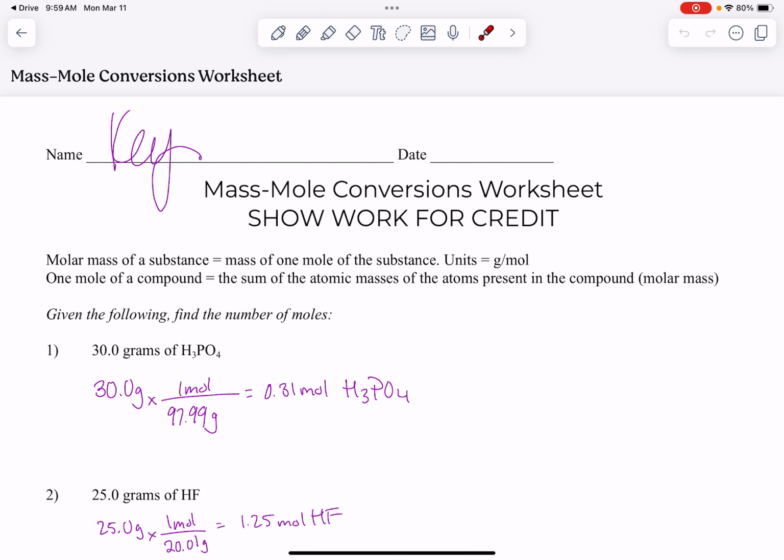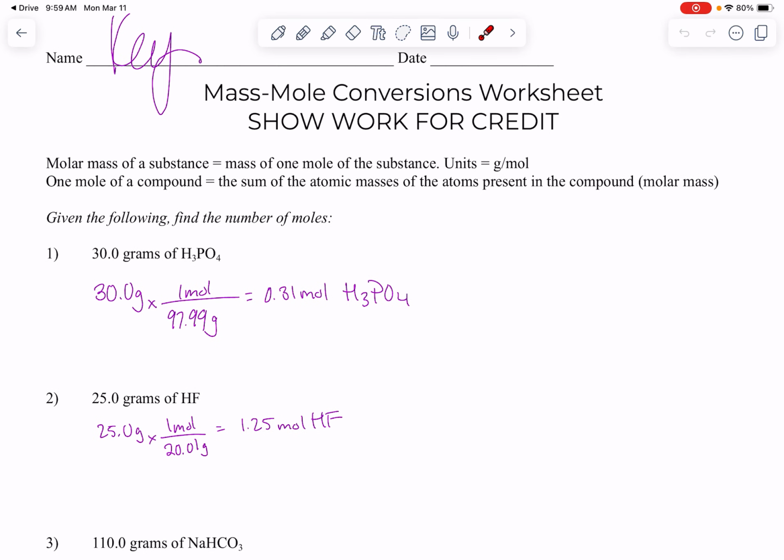Okay, the next thing we went over was mass to mole conversions, so taking the mass of a substance and converting to the moles of that substance. You're going to start with your given, and then divide by the molar mass. Remember, the units for molar mass are grams per mole, but you can invert them depending on the way that you need your conversion to work out. So if you start with grams, divide by the molar mass, you're left with how many moles there are in that substance.